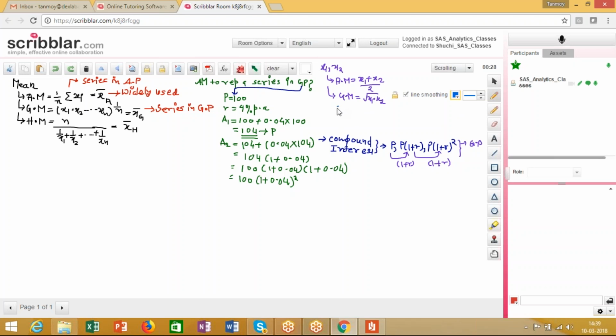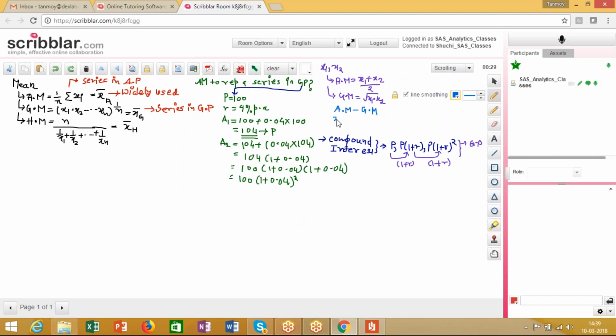So let's do a very simple subtraction: AM minus GM. Now if AM minus GM is not equal to 0, then these two will give me different results. However, if I can prove that AM minus GM is equal to 0, then it means that AM and GM are the same value. That's why their difference is equal to 0. So let's have a look into this.